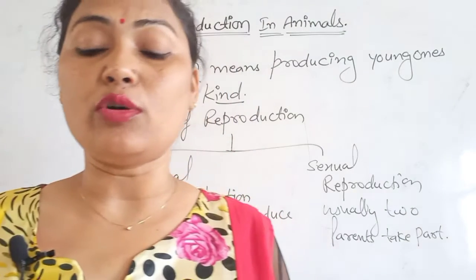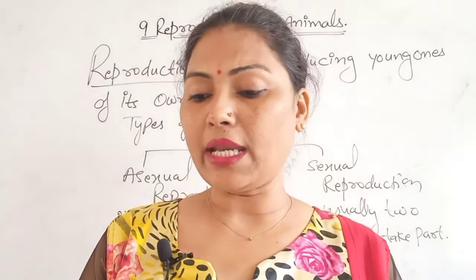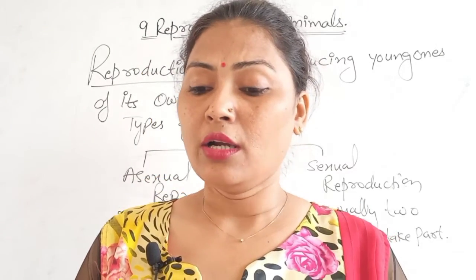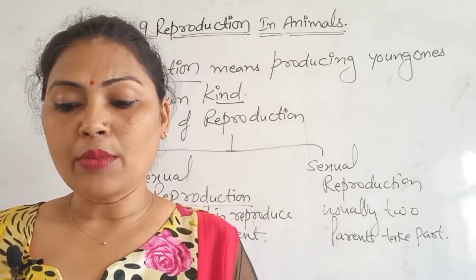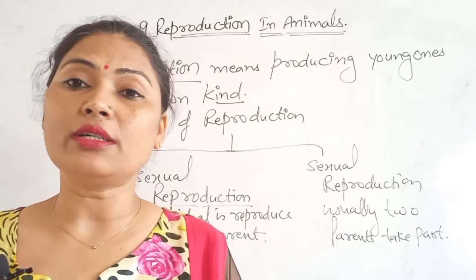Binary fission happens in amoeba. In this method, the parent cell itself divides into two amoeba or two equal individuals that are known as daughter amoeba.